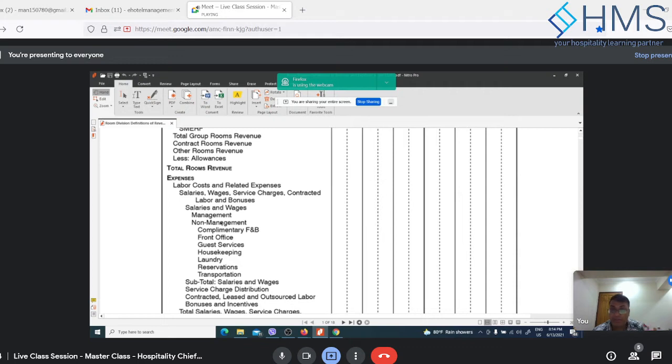And you have reservations. The reservations department will usually come here because the reservations job is mostly for rooms only. Even though the reservation department is controlled by sales and marketing and revenue management, the cost is charged to the rooms department. Then you have transportation, limousine, or the concierge services. So these are the non-management categorization.